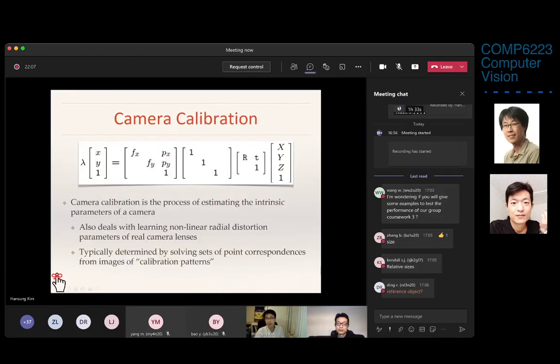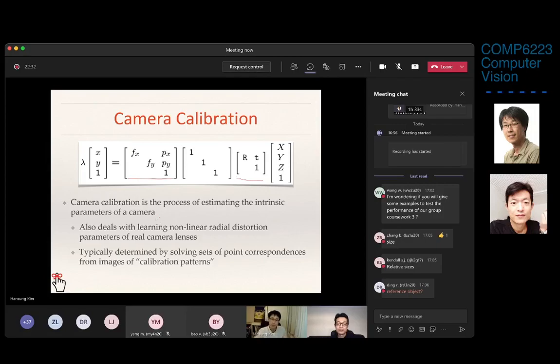So once you take a photo, to get the 3D projection relationship, you have to find the extrinsic parameters and intrinsic parameters. This process is called camera calibration. By using some special pattern and taking several photos, you can extract all these parameters.